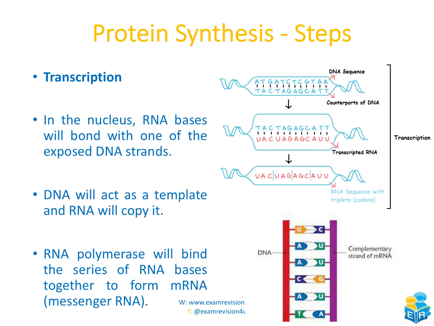So DNA is going to act as a template. RNA copies it, it transcribes it, it's the exact same, the meaning can't change. So what will happen then is RNA polymerase will bind the series of RNA bases together to form mRNA. And that mRNA is going to work with another type of RNA, which we will see in a couple of minutes, called tRNA, to make the desired proteins.